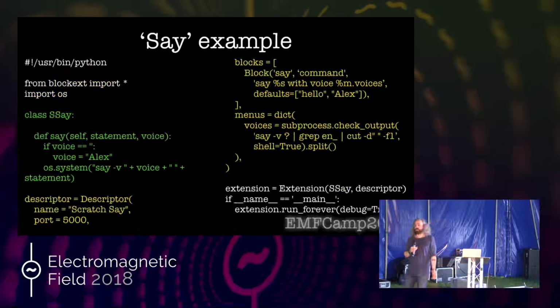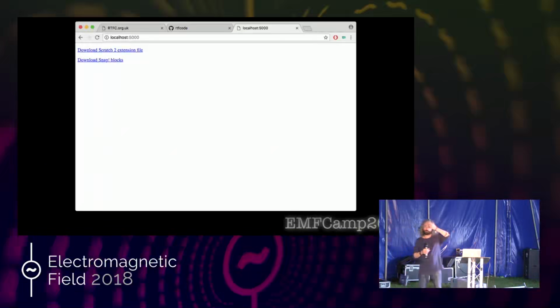And so that is the whole of the code for the say extension, right? The white bits are pretty common to every extension. All we've done is create an object and create a descriptor and join them together. That's literally it. So when you run it up, you can browse to the port it's running on, port 5000 in this case, and it will give you the option to download the extension. I don't know what a snap block is, I don't really care, but the Scratch2 extension file is the one we want. That's the S2E file.